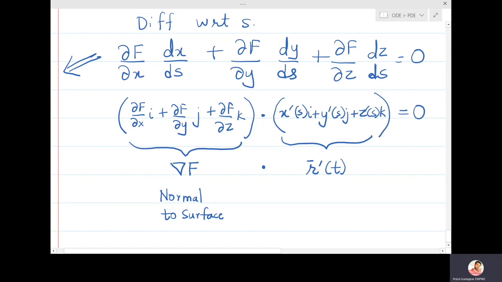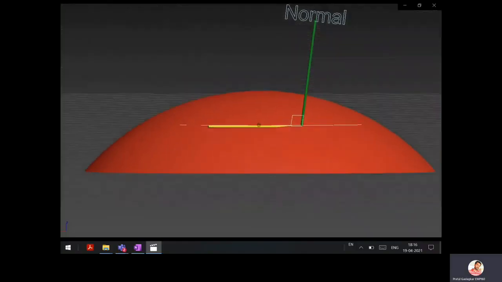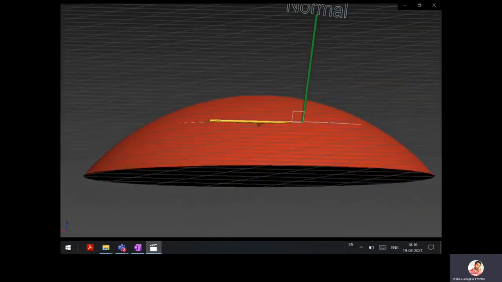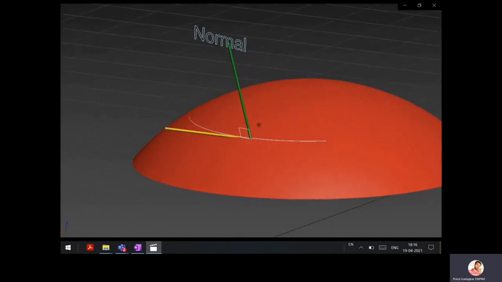It stands for the tangent vector to the curve, and so this is nothing but the tangent vector to the curve, correct? So how does this picture look? Let us see quickly. You can now see this red surface. It's like a spherical cap, and this white arc is a curve on that spherical cap.